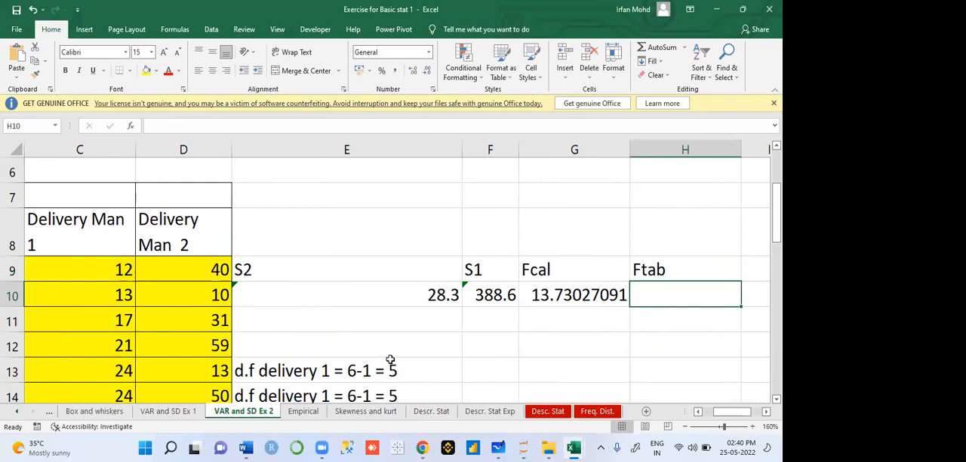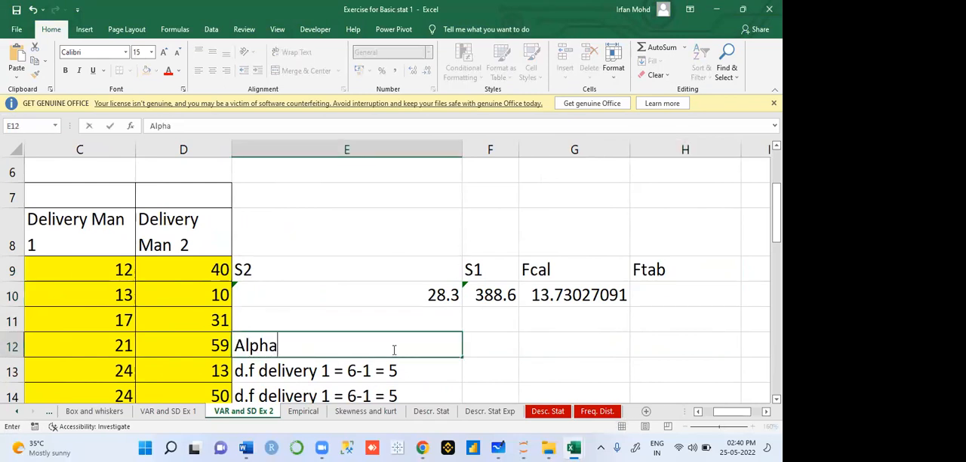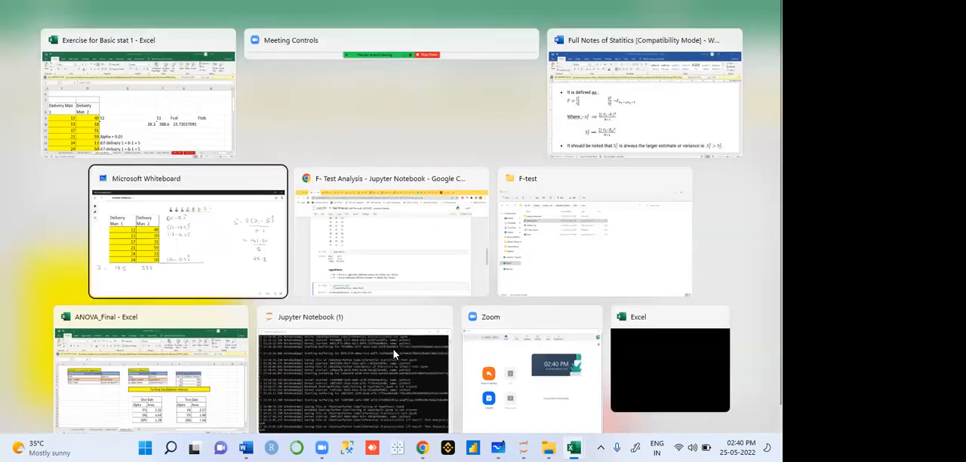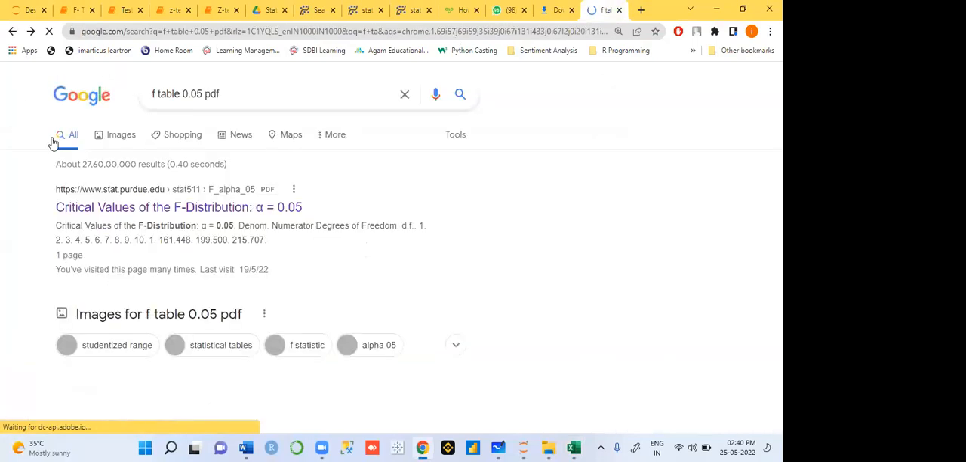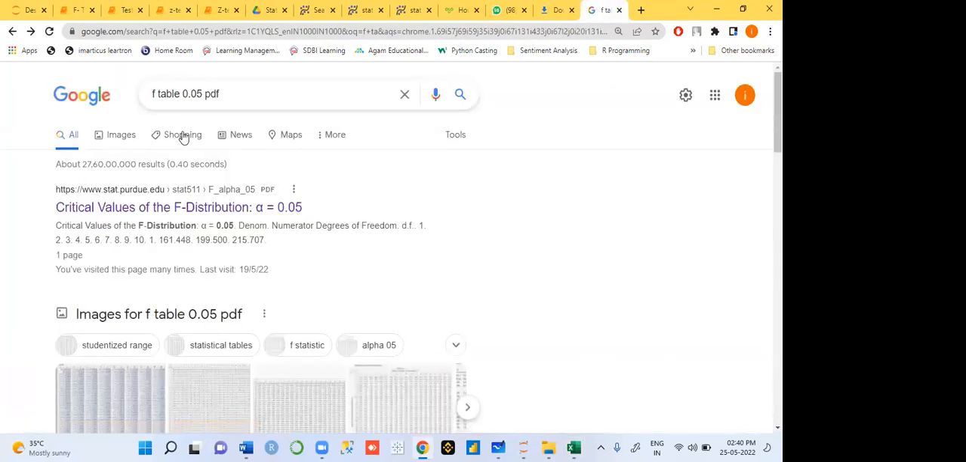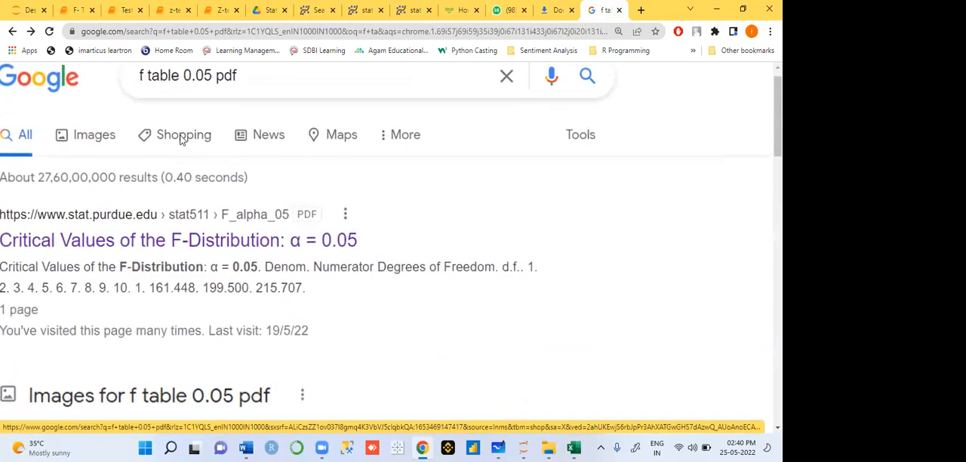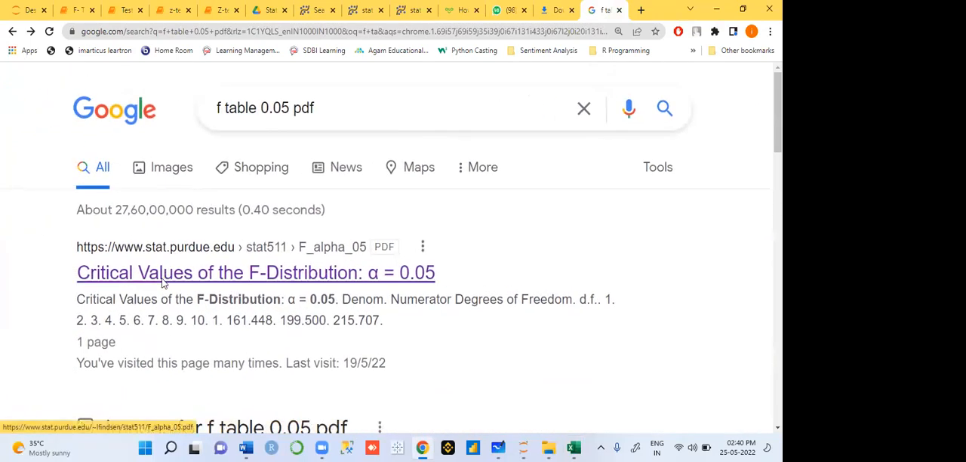Clear, Kiran? Next, guys, we required F table value. What is alpha we have taken? 0.05. I went to Google. I just searched for F table. See, F table 5% PDF. I open the first link.